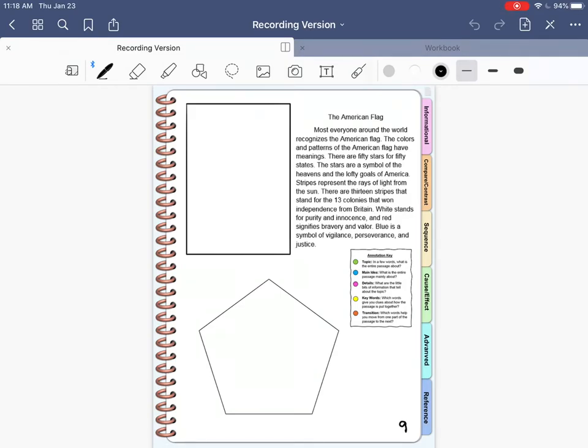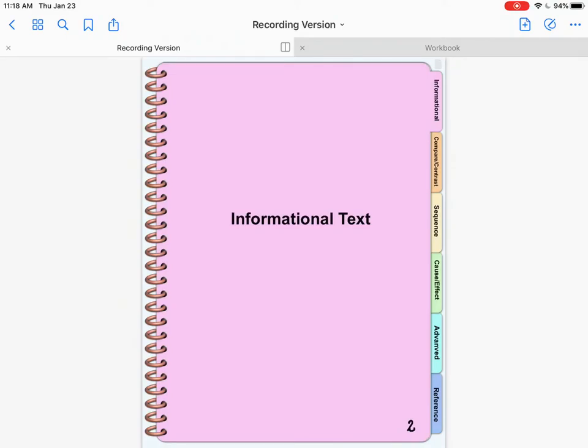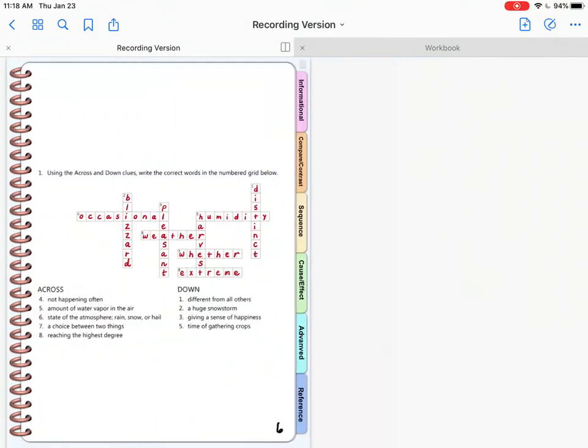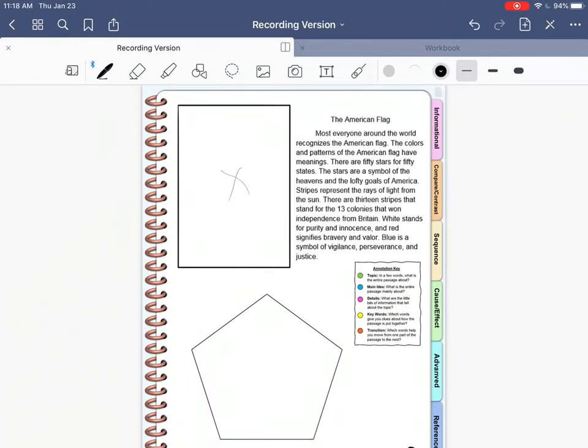I am still in the informational section of this book, so we're still looking at informational text. We did our story about the seasons and all the vocabulary work. We are still in that chapter. We're just looking at a new story. So let me zoom in. You can ignore for the moment this section and this one. We'll add to those shortly. But for now, we need to annotate.